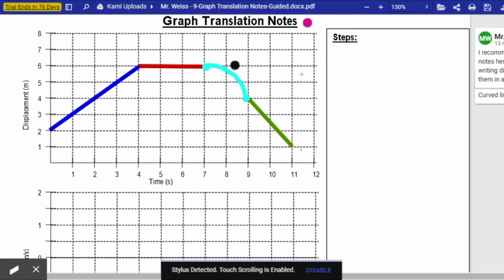The first thing we want to notice is that this motion graph has 4 different parts to it.